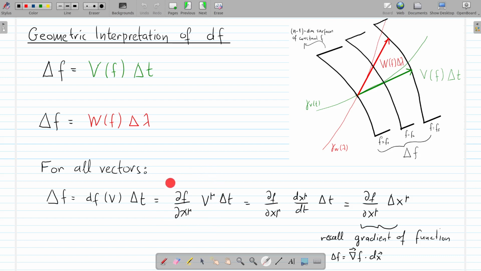Now, the gradient is given by the sum of the partial derivatives of f with respect to x mu times the components of the vector, which are nothing but the rate of change of the components dx mu along the curve. So this is approximately equal to the partial derivatives of f with respect to x mu multiplied by the amount that the coordinates have changed by this motion along the curve gamma v. So you see that in this expression there's no reference to the particular vector v anymore. This equation will be true for any vector v, w, u, whatever you like.